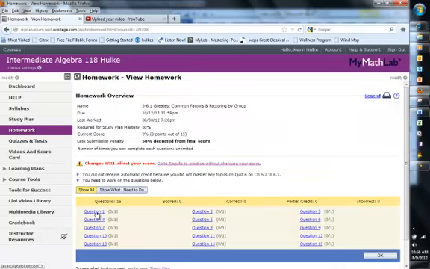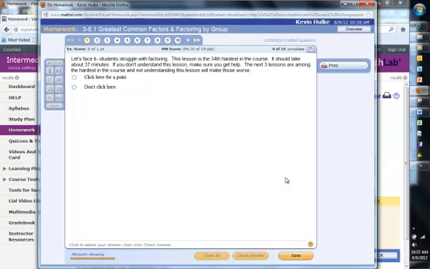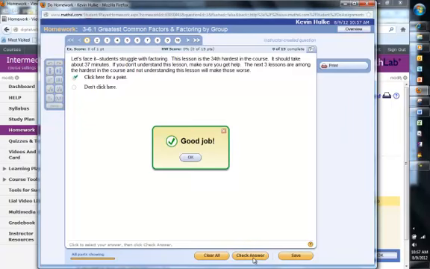Factoring is probably one of the most difficult things that folks face. Students struggle with factoring. This lesson is the 34th hardest in the course. It should take about 37 minutes. If you don't understand this lesson, make sure you get help. The next 3 lessons are among the hardest in the course, and not understanding this lesson will make those much worse. All right, let's go.